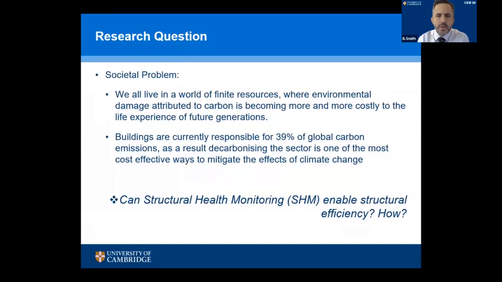This research is crucial because we all live in a world of finite and diminishing resources, and the world's rapidly growing and urbanising population needs to be housed and to work in buildings. These buildings are currently responsible for 39% of global carbon emissions. This issue is especially important to the developing world, where the rapidly expanding total building floor plate area dwarfs the relatively minor increases in the United Kingdom. Efficiently designed buildings utilise less material and spend less carbon, and vice versa. Typically within a building, it is the structural elements that have the largest embodied carbon footprint. My research question is, can SHM enable structural design efficiency, and how can this be achieved?